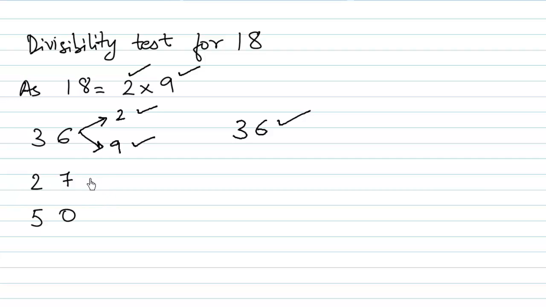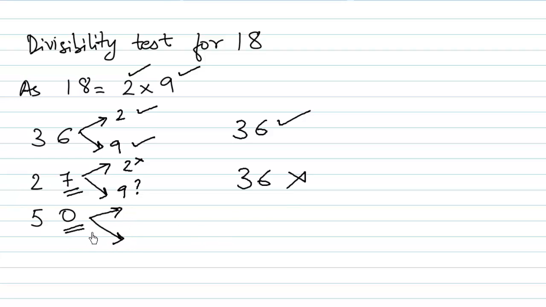Similarly, 27. 27 is not divisible by 2 because it is an odd number. So no need to check with 9. There is no need to check, and we can say that 27 is not divisible by 18. Similarly, 50. 50 is an even number. It has 0 in the units place, so it is divisible by 2. But 5 plus 0 is 5, and 5 is not divisible by 9. So 50 is not divisible by 18.